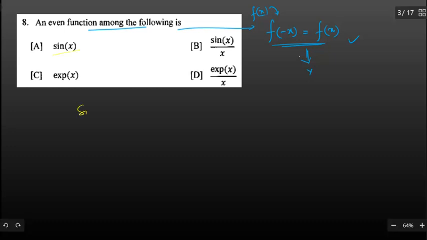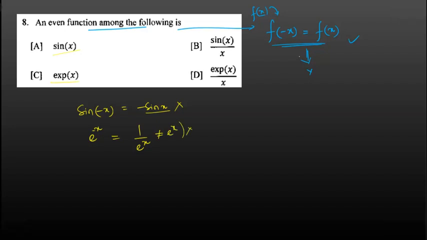Sin x, you put sin of minus x, which is equal to minus sin x by the rules of trigonometry. This is not the correct option. Exp x, that means exponential raised to the power x, e raised to the power x. So you put e raised to the power minus x, which is equal to 1 by e raised to the power x, which is nowhere similar to e raised to the power x. So this is also not the correct answer.